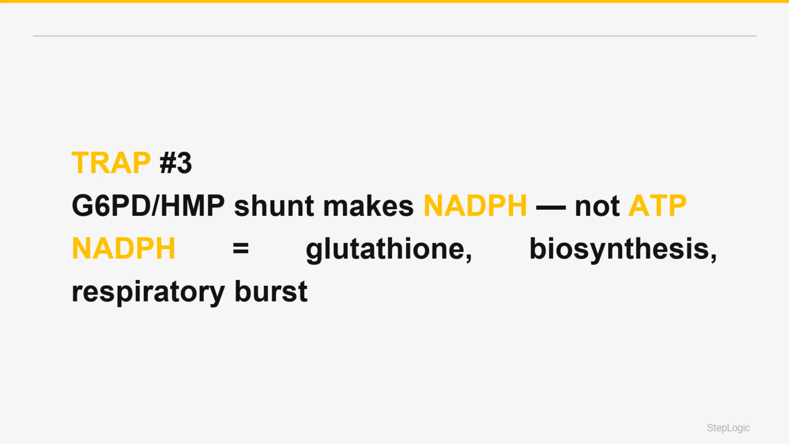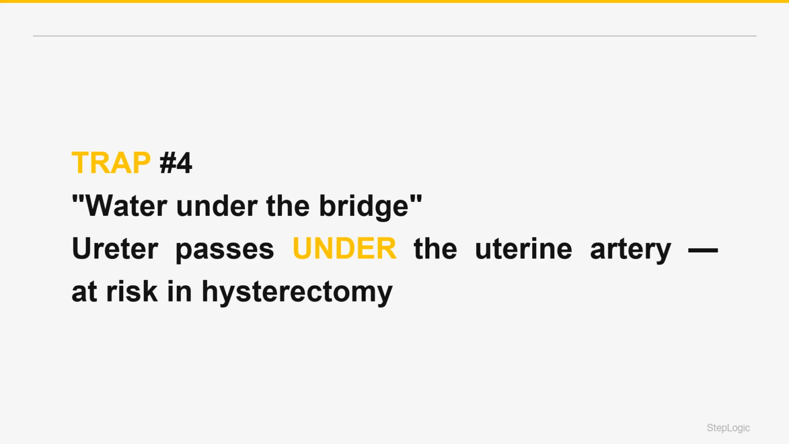Trap 3: the pentose phosphate pathway makes NADPH, not ATP. NADPH maintains reduced glutathione in red cells, powers biosynthesis, and fuels the neutrophil respiratory burst. Lose G6PD and red cells hemolyze under oxidative stress. Trap 4: water under the bridge. The ureter runs beneath the uterine artery near the cervix, so it is the structure at risk when the uterine artery is ligated during a hysterectomy, the classic iatrogenic ureter injury.